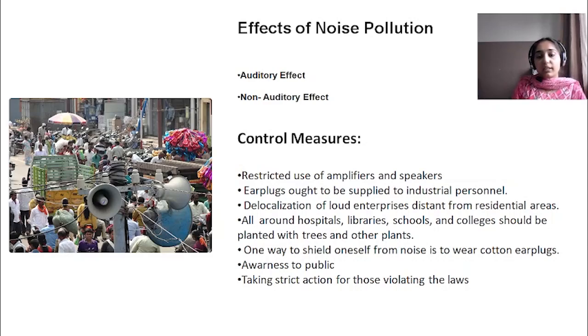Next is taking strict action against those violating the laws. For controlling pollution, various laws, policies, rules, and regulations are being formulated by the government. But some persons are following those rules, while most of them are violating the laws. So there should be strict action, and a fine may also be charged. If they do not follow the laws, then strict action should be taken. So these are the control measures of noise pollution.